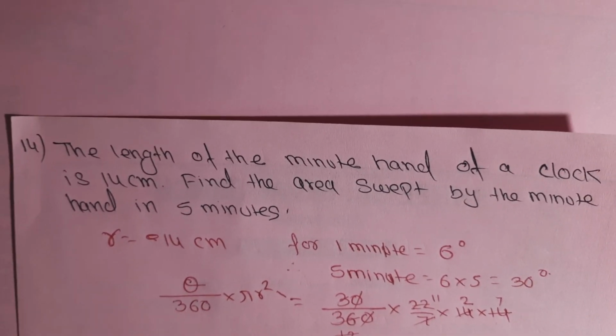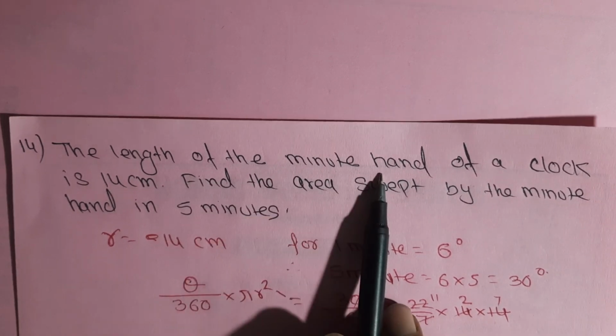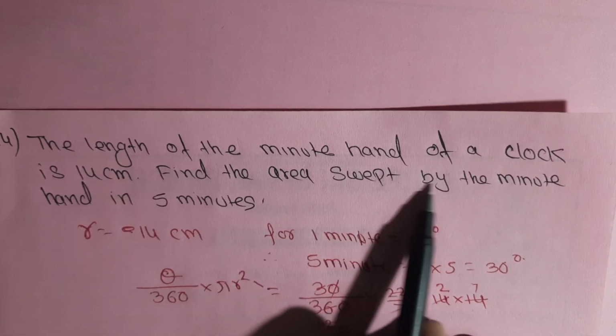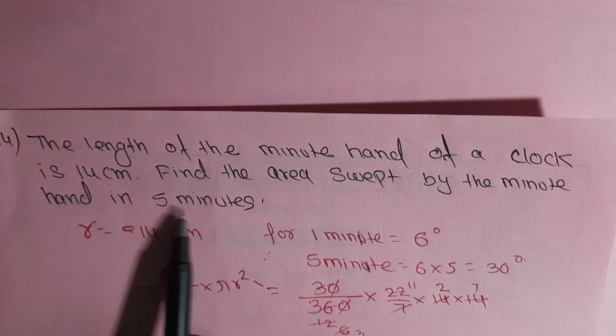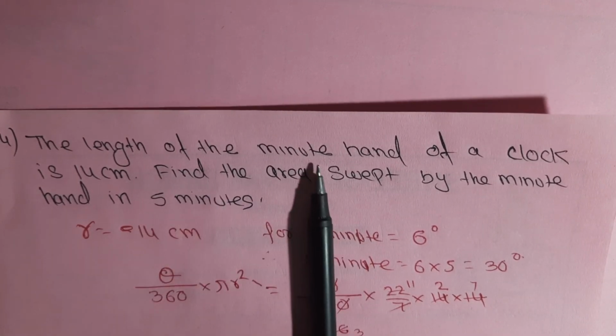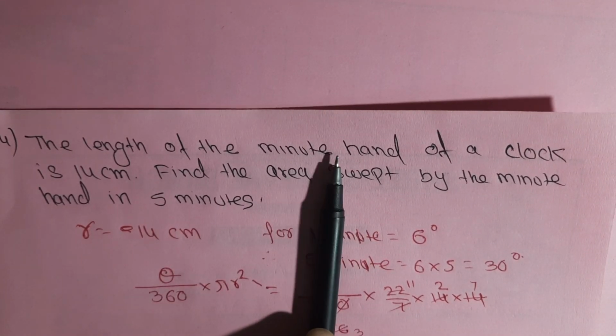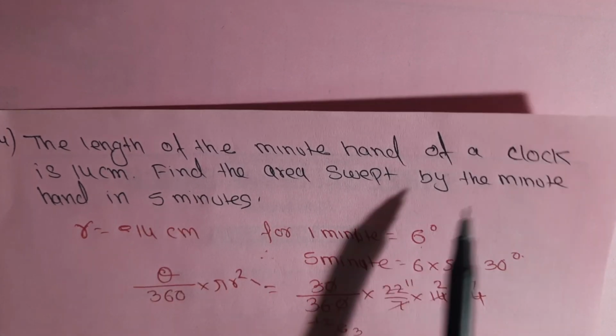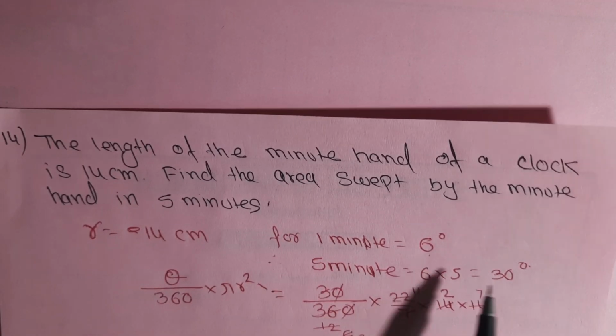Now question number 14. The length of the minute hand of a clock is 14 centimeter. Now see, this is sector area. Find the area swept by the minute hand in 5 minutes. You know, in a watch, the minute hand covers 6 degrees for every 1 minute. But here it is 5 minutes, so 5 sixes are 30.